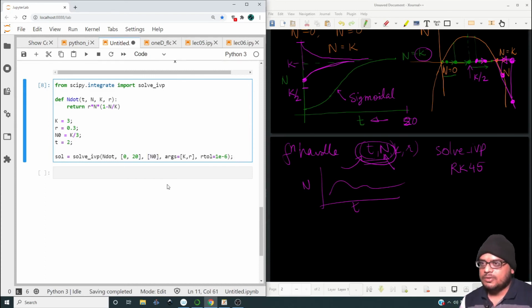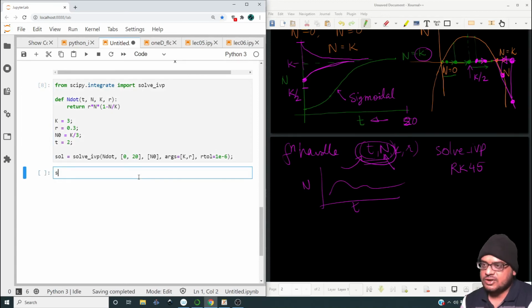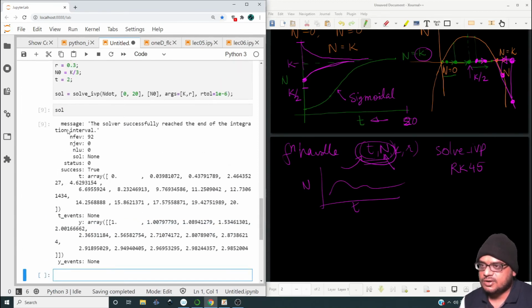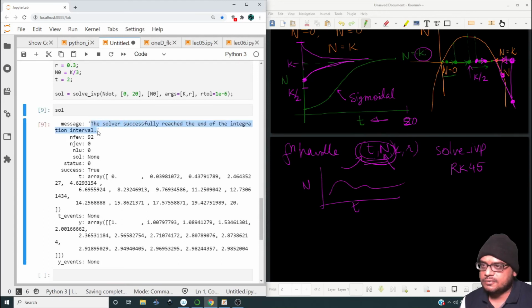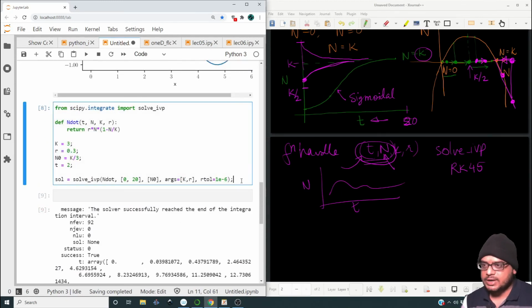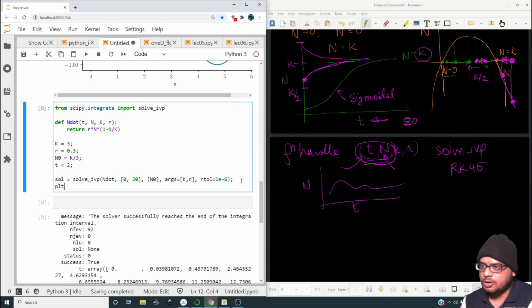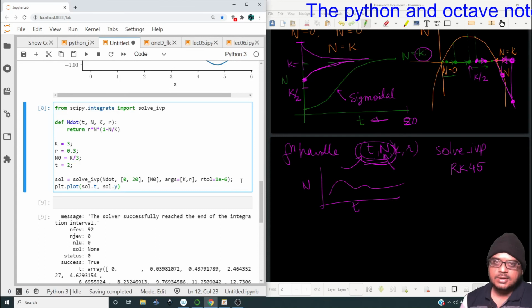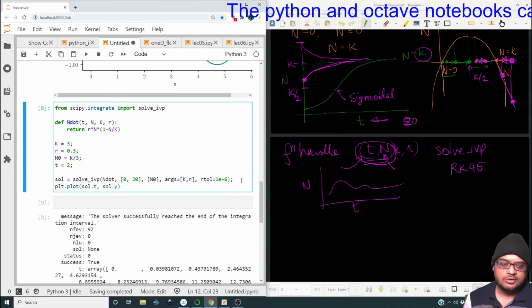Okay, so now that we have the solution, let us see what the solution structure actually contains. So solution structure contains solver reached the end of integral, which is fine. The number of evaluations is 92. T array is this. The y array is this. So we are more interested in the structure sol.t and sol.y. So let us plot sol.t and sol.y. So we will do plt.plot sol.t and sol.y. So the structure sol contains the points the solver has chosen on the x-axis.